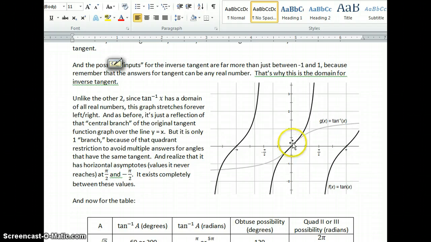The answers you get, however, just because this thing was bounded between pi over 2 and negative pi over 2, because it doesn't exist at those two places, there is no tangent when there's a vertical. The answers for inverse tangent are bounded between this negative pi over 2 down here and this positive pi over 2 up here. You're never going to get an answer outside of a quadrant 1 angle or a quadrant 4 angle, and those angles are all between negative pi over 2 and positive pi over 2.